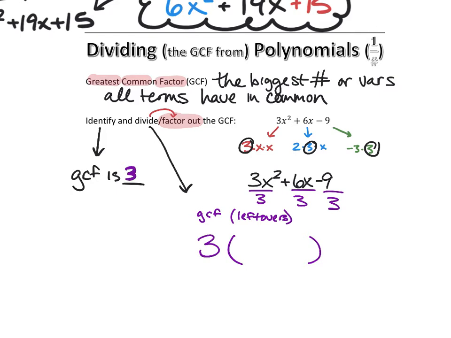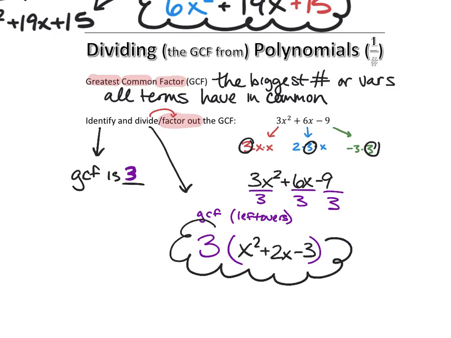Okay, when I actually do this division problem, 3x squared divided by 3, that's x squared. 6x squared divided by 3, that's 2x. And negative 9 divided by 3, that's negative 3. So I have divided out or factored out my GCF when I take the GCF out of each and every term and leave the leftovers in parentheses. That is dividing out or factoring out the GCF.